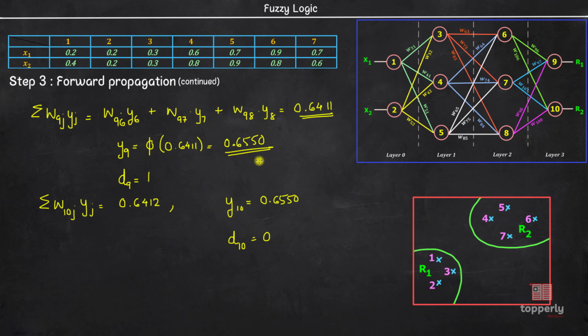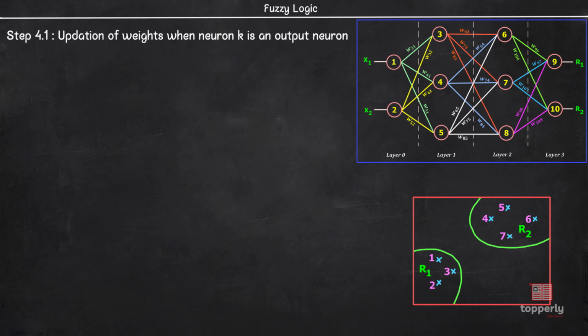As there is a difference in the calculated value and desired value, we need to update the weights using the method of backpropagation. Let us first update the weights of links connected to the output neurons. Since we are dealing with output neurons, we have delta wkj of n is equal to eta into delta k of n into yj of n, where delta k of n is equal to ek of n into phi dash vk of n.